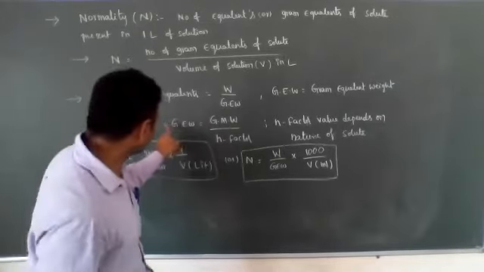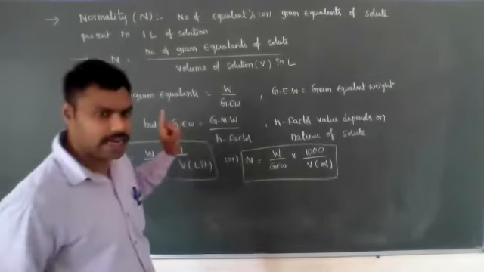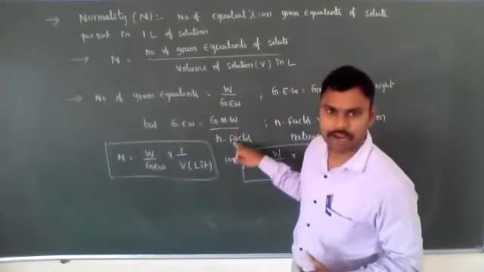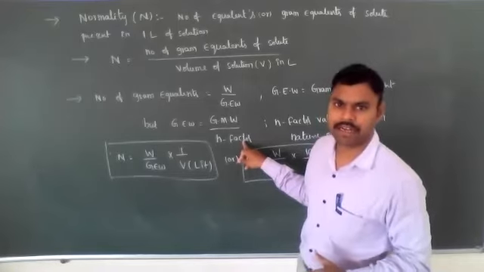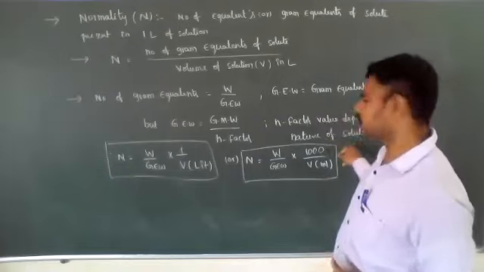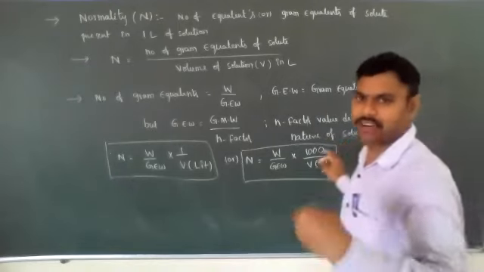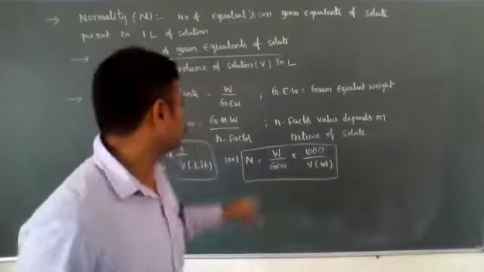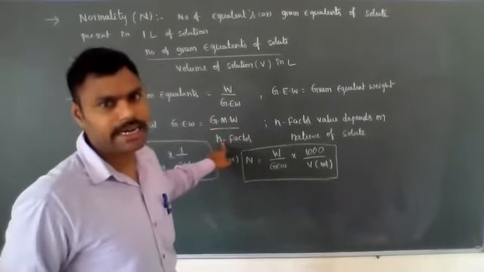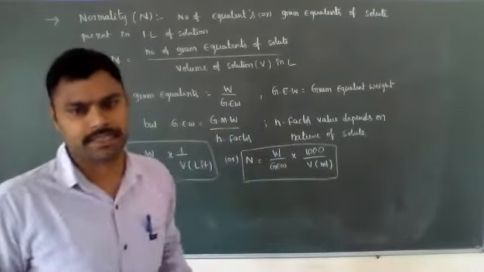But what is the gram equivalent weight? How to calculate gram equivalent weight? The gram equivalent weight formula is gram molecular weight by n factor. What is n factor? The n factor value depends on the nature of the solute. Now I will tell you the calculations of n factor. You know the calculation of gram molecular weight is very easy, but how to calculate n factor, I will tell you step by step.